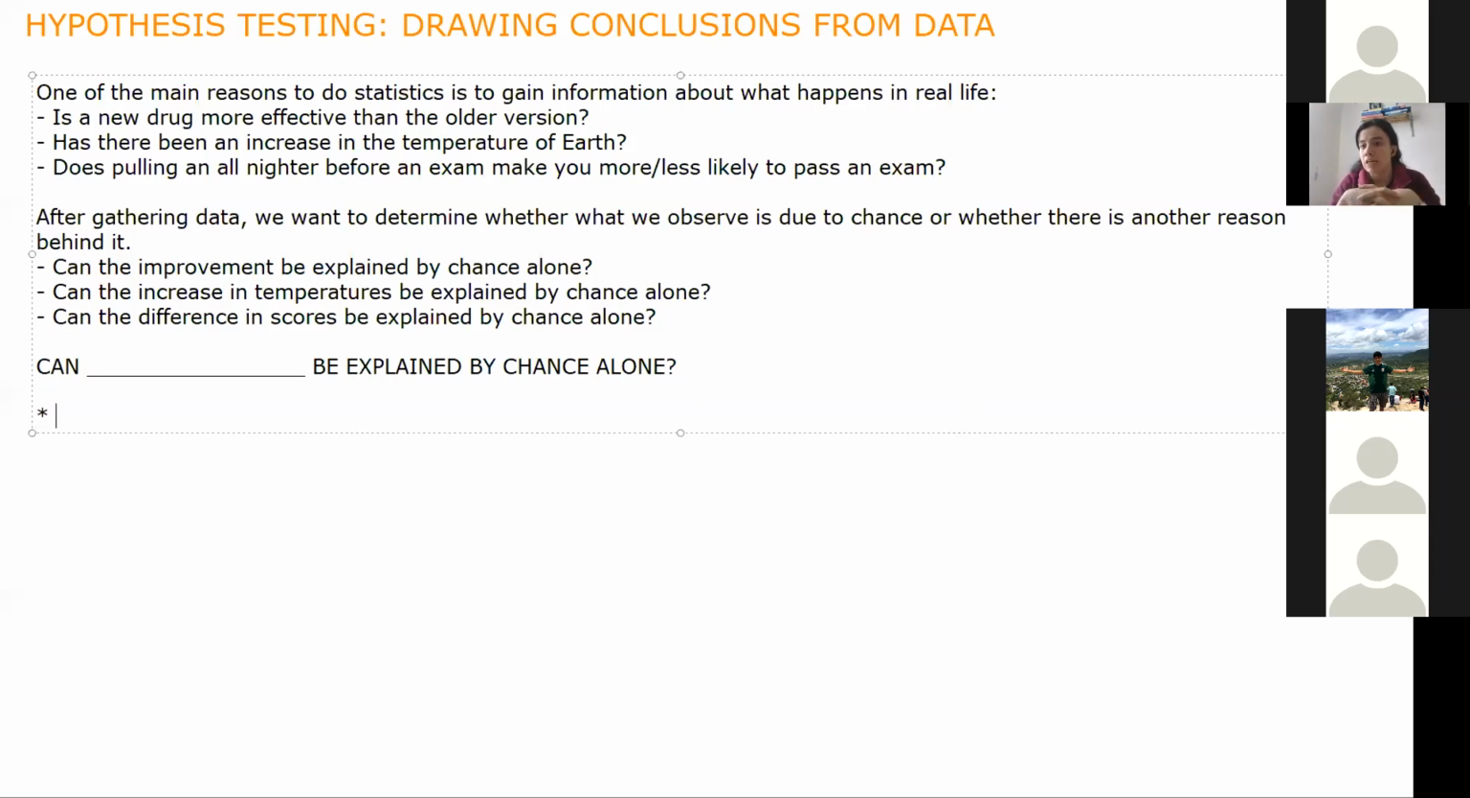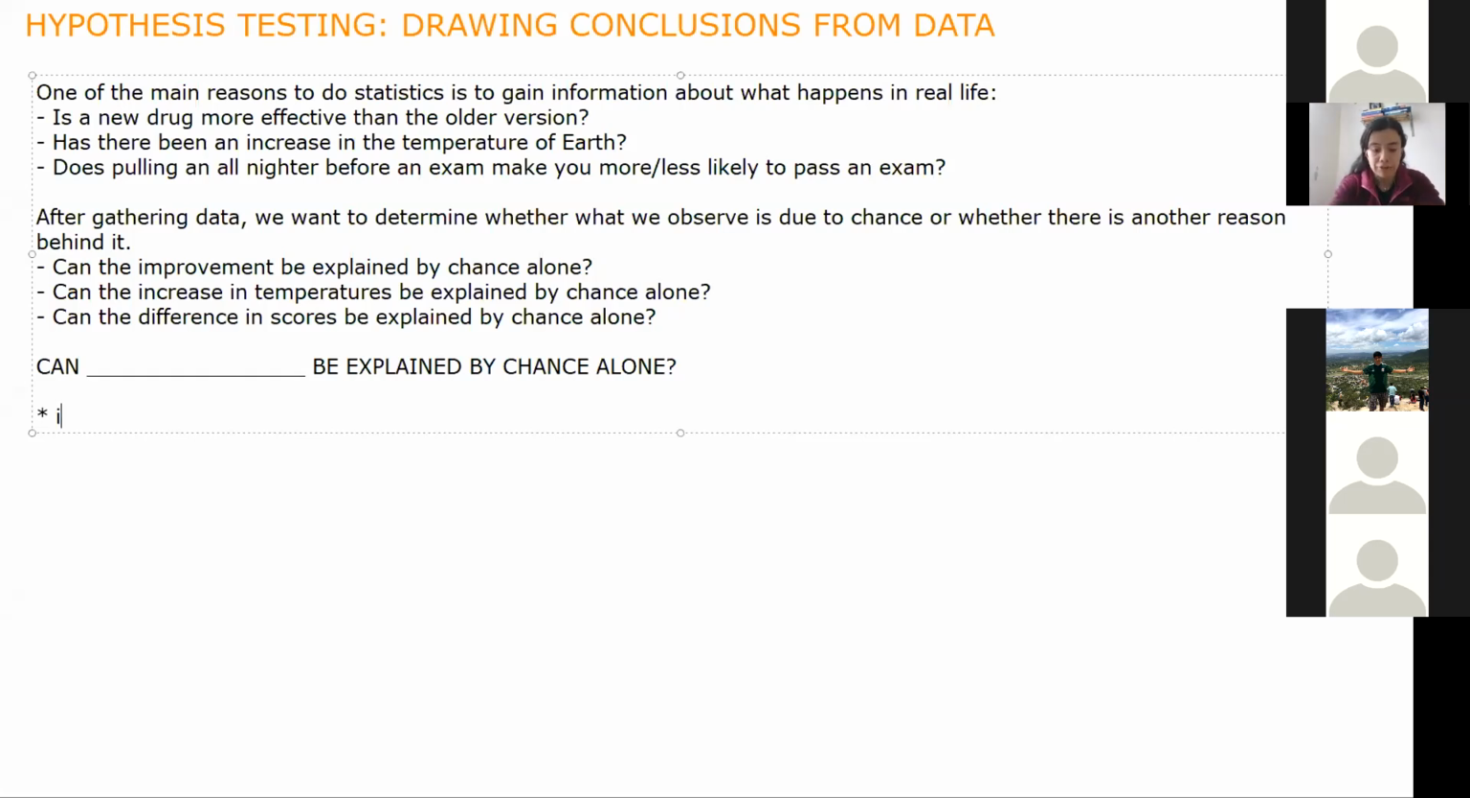Or if I see a difference in scores that is not too large, that can be explained just by chance, then it might just be that there was some difference between the two groups, but that was just random chance. I knew that there was going to be some kind of difference, and the difference is not large enough for me to conclude that pulling an all-nighter actually makes a difference, right?